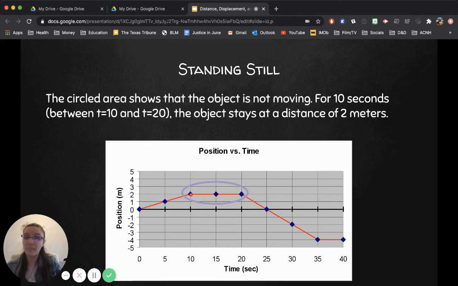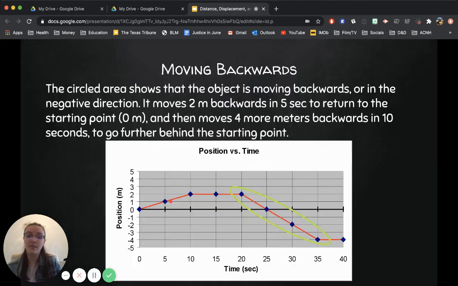And I can tell that because for 10 seconds, between 10, 15, and 20, the object is still always at 2 meters. It does not matter what is going on in these 10 seconds. The object has not moved. It is standing still at 2 meters.